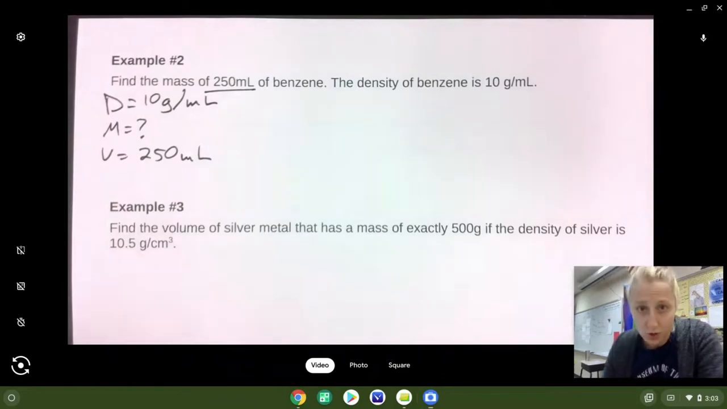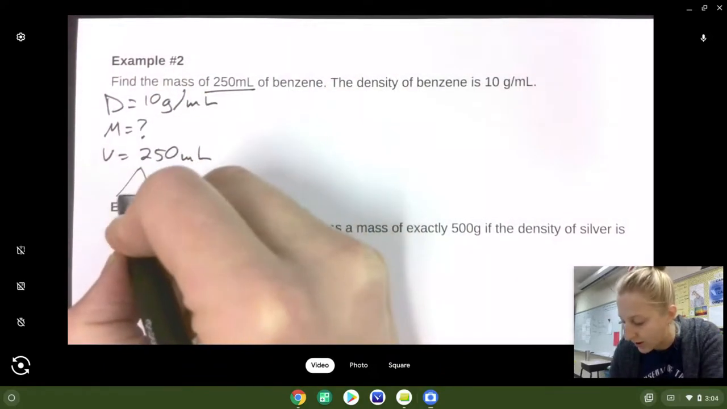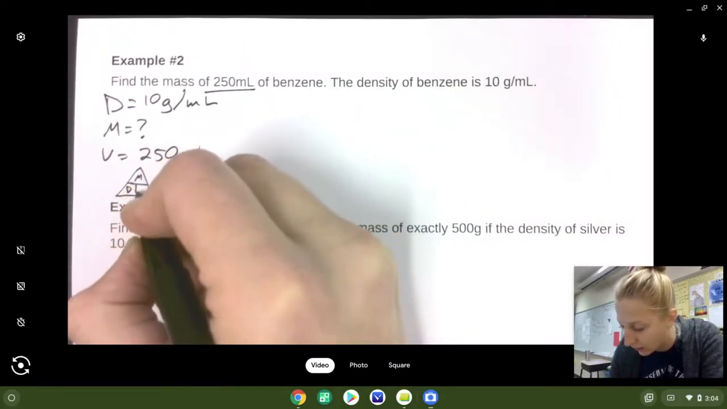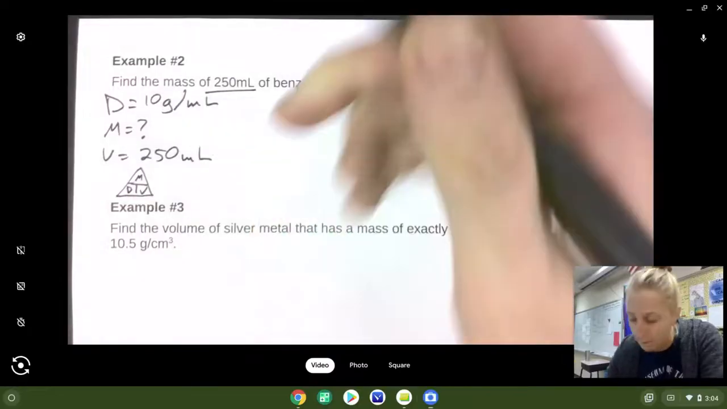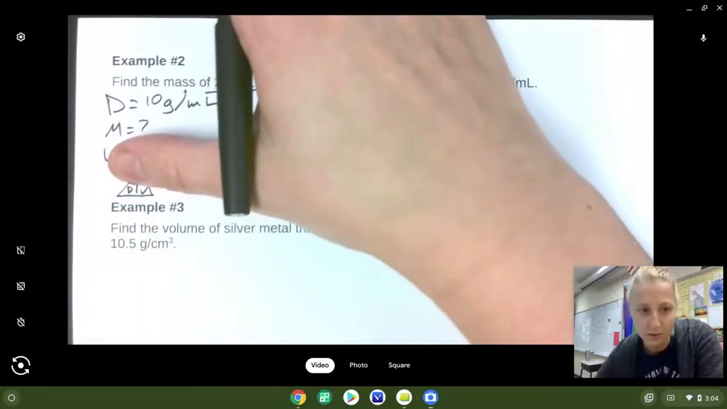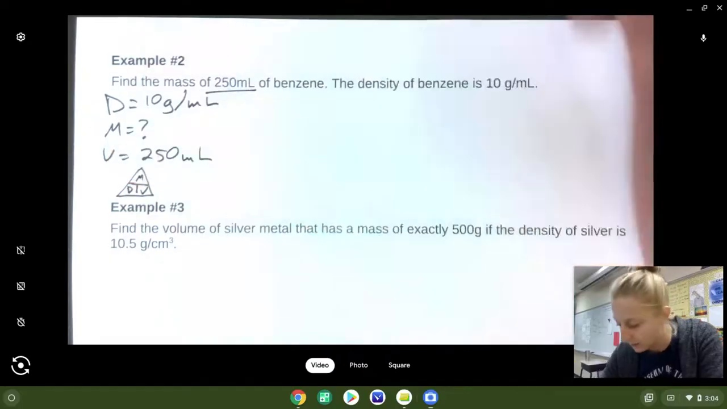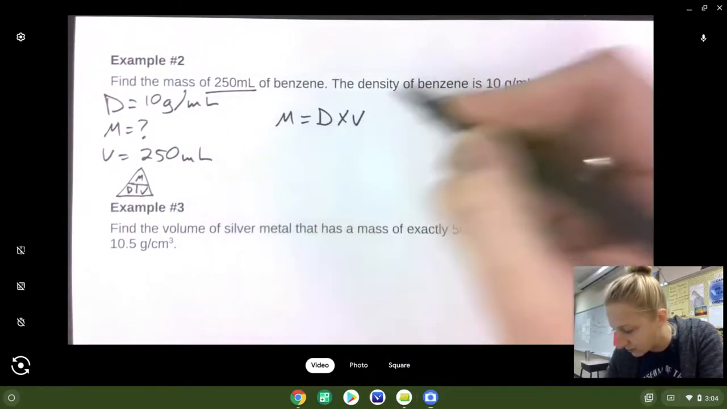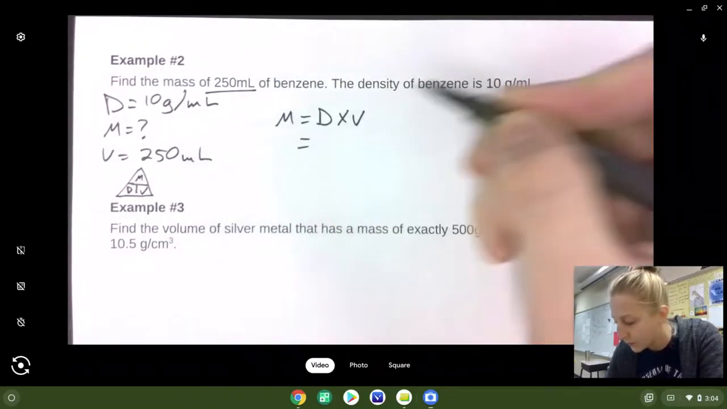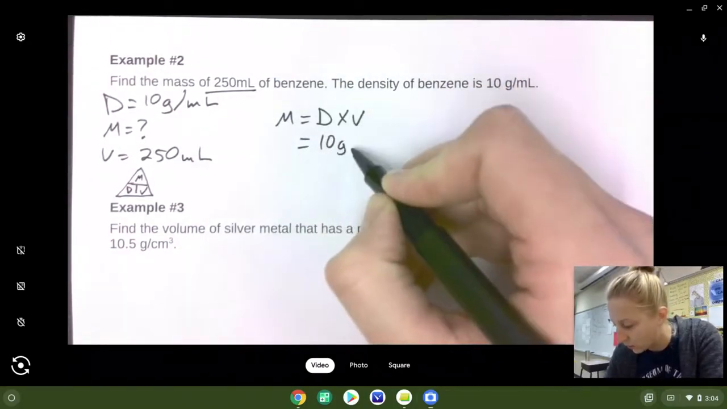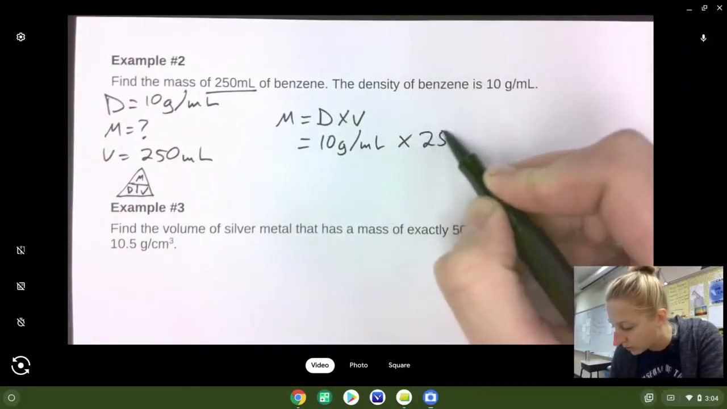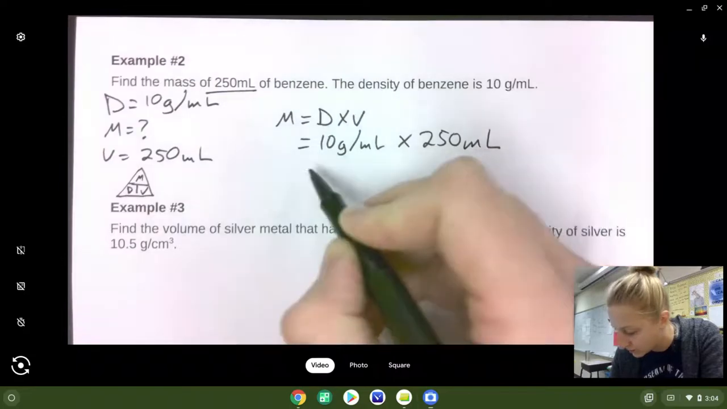Okay, so next step, we got to figure out the formula to use. So let's go ahead and draw our density triangle. Tiny little density triangle here, DMV. We don't know our mass, so if I cover that up, I'm left with D next to V. So M equals D times V. Let's plug in our numbers. Our density is 10 grams per milliliter, and our volume is 250 milliliters.